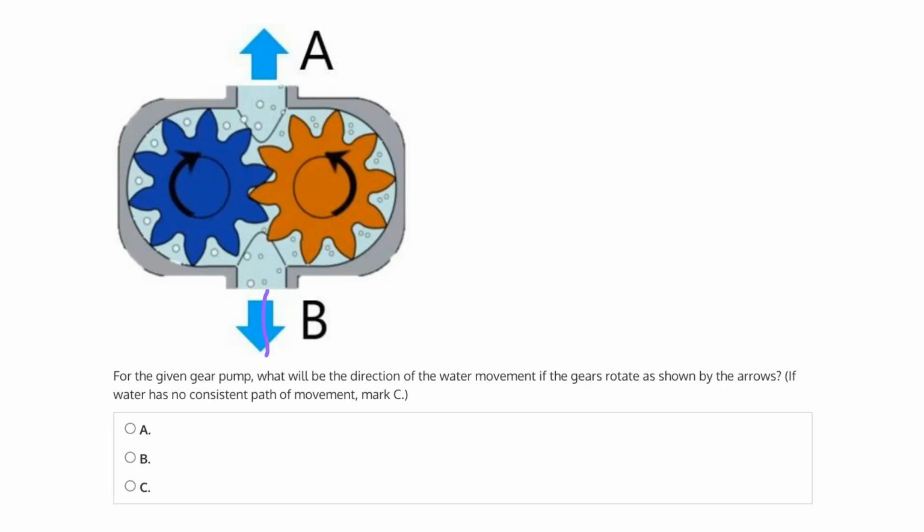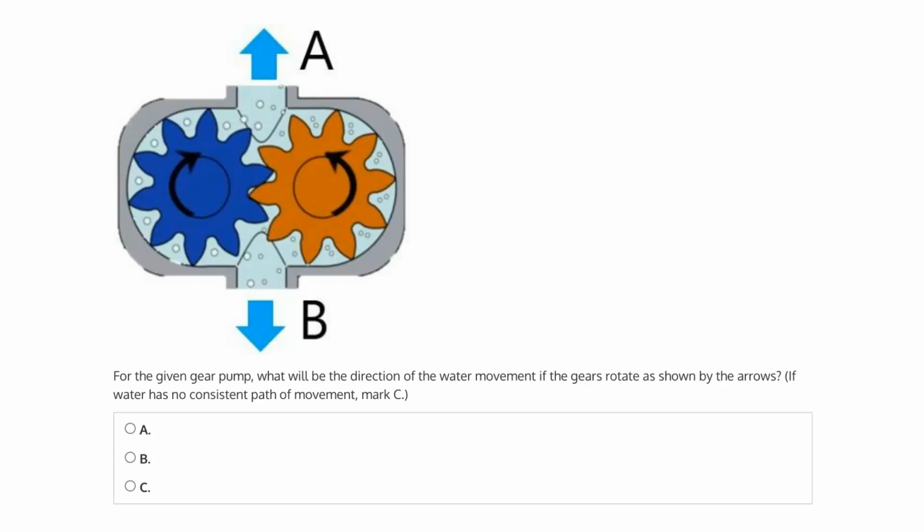But if we consider the opposite case, entering from B and exiting from A, again traveling along the walls of the pump, and then we ask, what is the direction that we'd expect for the rotating gears? Well, in this case, we would see what is described by the problem. We would see counterclockwise rotation of orange, and we'd see clockwise rotation of blue.